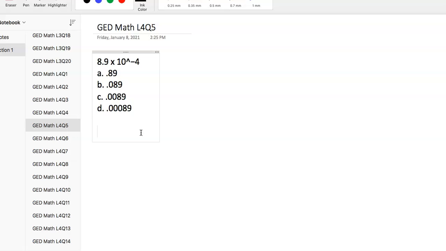Okay, we get into some scientific notation stuff. Same thing. People get more intimidated by the stuff than is necessary. Okay, so we start off with 8.9, right, times 10 to the negative 4. Okay, so this is going to be your answer, but let me show you why.